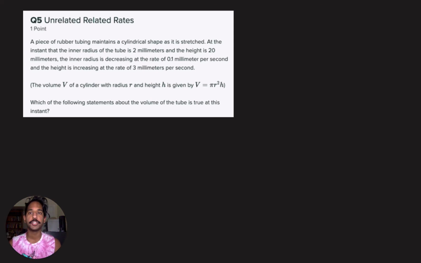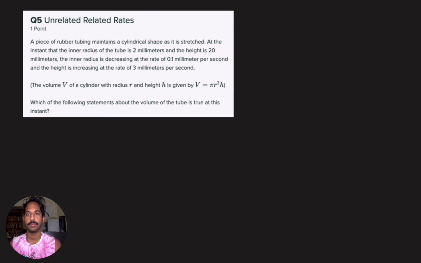A piece of rubber tubing maintains a cylindrical shape as it is stretched. So we have a rubber tube and we're stretching it out. At the instant that the inner radius of the tube is 2 millimeters, and the height is 20 millimeters, the inner radius is decreasing at the rate of 0.1 millimeters per second, and the height is increasing at the rate of 3 millimeters per second.